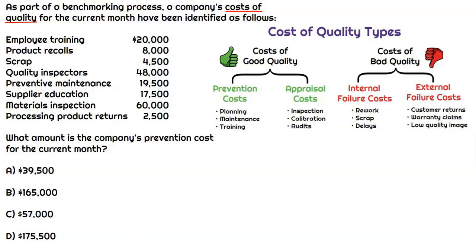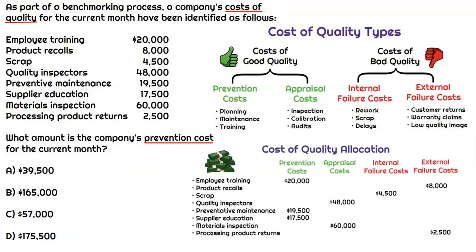The question lists out a number of different expense types, and what we're going to do is map these to one of the four buckets. And then ultimately, the question is just asking us what is the total prevention cost for the company. Now, in general, I would say this sort of exercise is a bit subjective, but I will try to be as objective as possible when we go ahead and categorize each of these costs to one of the four buckets.